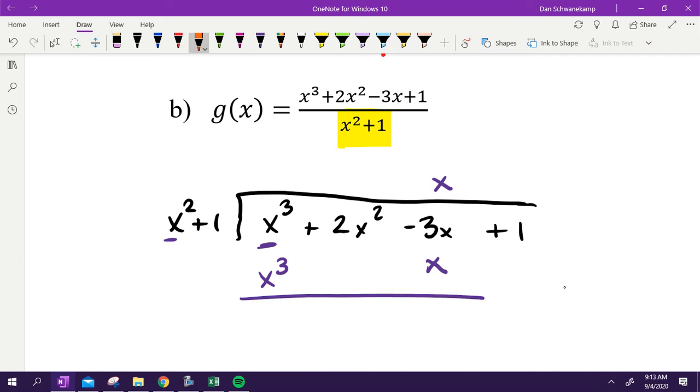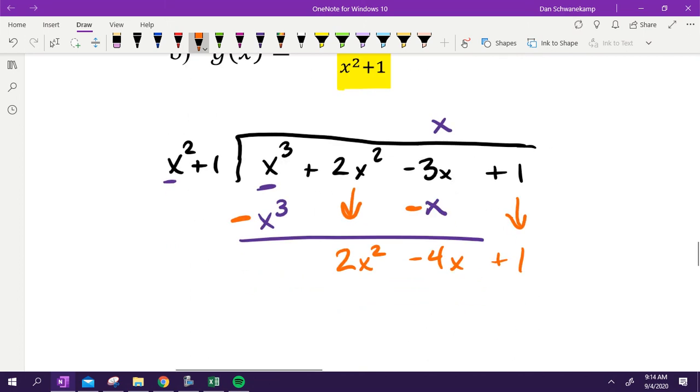Abby, once I've multiplied it out, what do I have to do next? I have to subtract. Good. I have to change the signs. The x cubes cancel. That comes down. Minus 4x. If you bring down that 1, great. Nothing's going to hurt you. Okay, we bring down that 1. Then we're going to do it again.